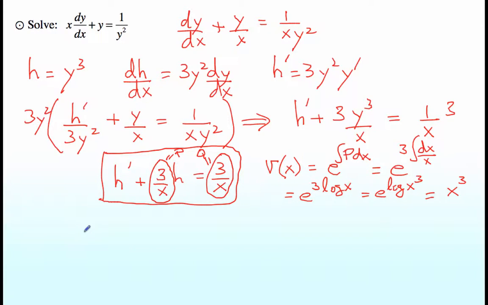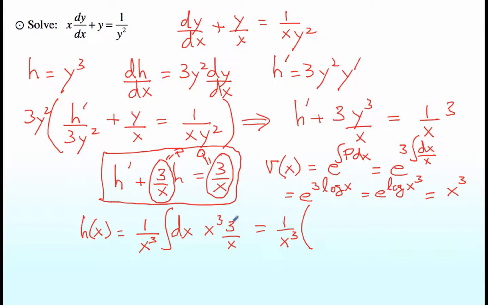All we need to do now is find h(x). So h(x) is 1 over the integrating factor, x cubed. You must have remembered the formula by now. There's the integral of x cubed, the integrating factor comes again over here, and then we have to multiply by q(x), so that's 3/x. That then is 1/x cubed, and when we integrate 3x squared, we get x cubed plus a constant. And so this becomes 1 plus that constant divided by x cubed.